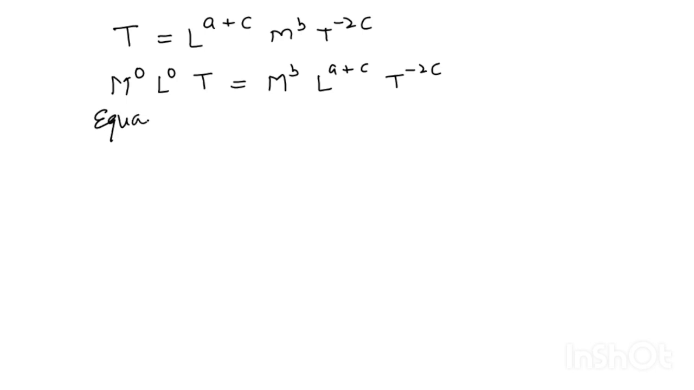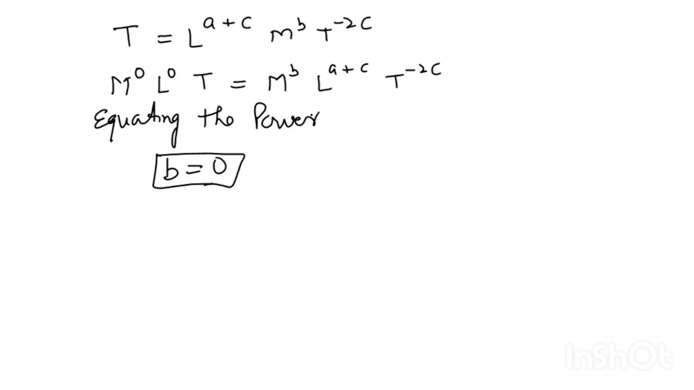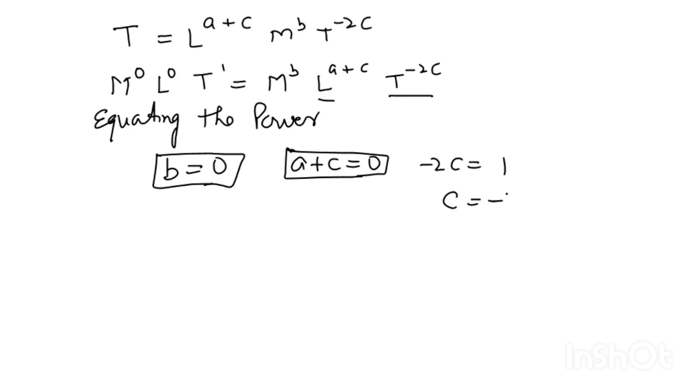Now equating the powers. The power of mass is 0 and on the right side the power of mass is B. So B equal to 0. Second, the power of length is 0 and on the right hand side the power of length is A plus C. So A plus C equal to 0. In the third term, the power of T on the right is minus 2C and on the left side the power of T is 1. So minus 2C equal to 1. So the value of C equal to minus 1 by 2.